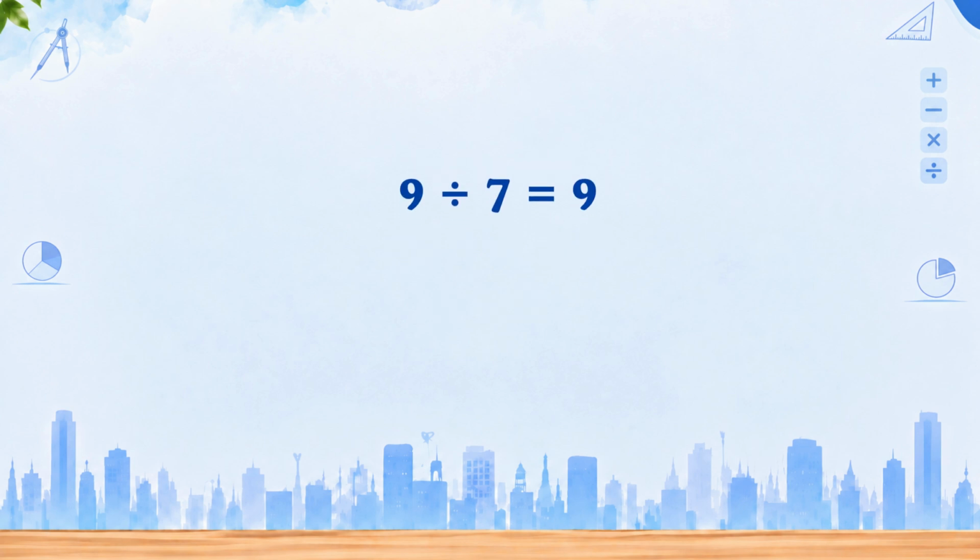Let's have a go at question 3. n divided by 7 equals 9. 9 times 7 equals 63, so n equals 63.